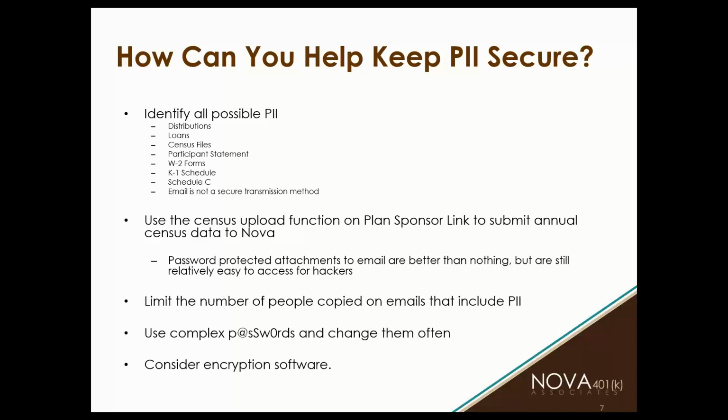Less so anymore, but still a risk, are participant statements. So most of these are delivered electronically these days, but if you do still have participants who receive their quarterly statement from their record keeper in the mail, that has their name, it has their address on it, it has their account balance, says who their record keeper is. All those things are hints that a person who's looking to do bad can use to try and access that account.